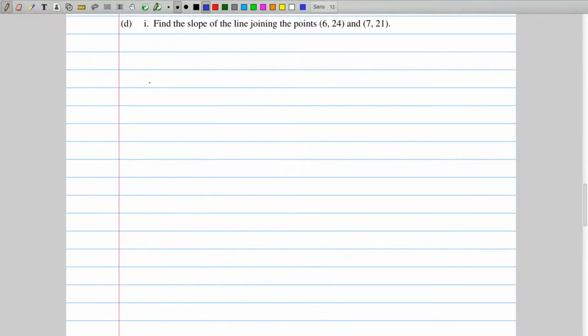We're then asked in part D to find the slope of the line joining the points (6, 24) and (7, 21). We can use the slope formula for that, which is y2 minus y1 over x2 minus x1. And we've got to label our points. Let's call that x1 and y1, and this x2, y2. Substitute them in. That's going to be 21 minus 24 divided by 7 minus 6, and that's minus 3.